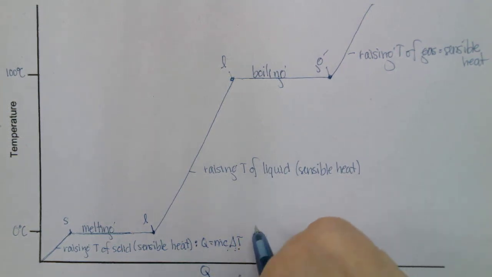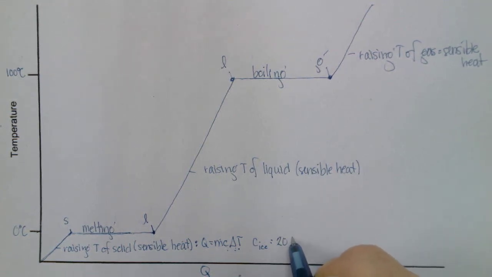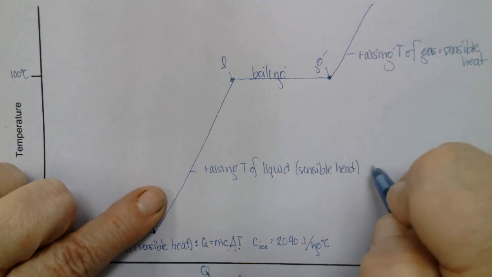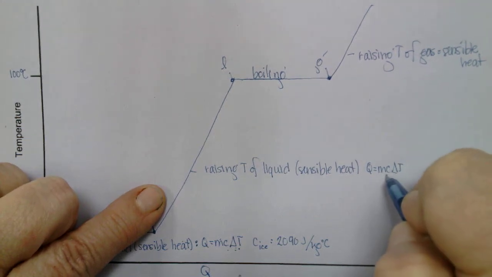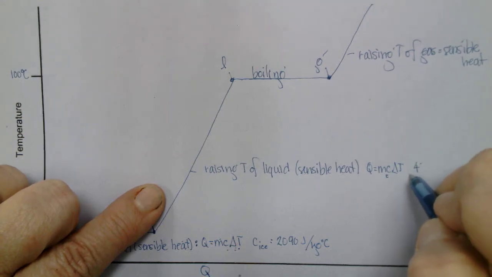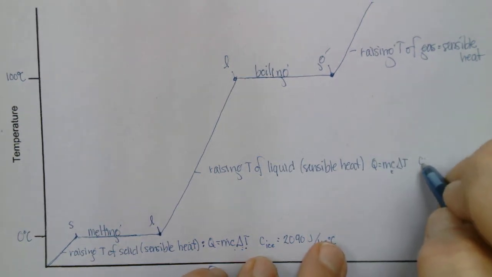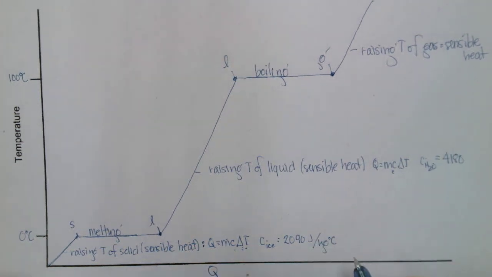And in this case, C for ice is not 4,180, but it's 2090 joules per kilogram degree Celsius. Now for raising the temperature of liquid, again, because it's sensible heat, I'm using Q is equal to mc delta T, and you already know that the specific heat capacity for water is 4,180, where C is liquid water, so I'm just going to call it water. Again, it's joules per kilogram degree Celsius.